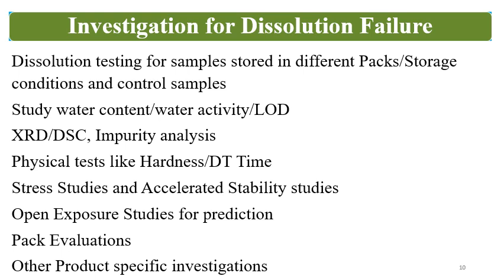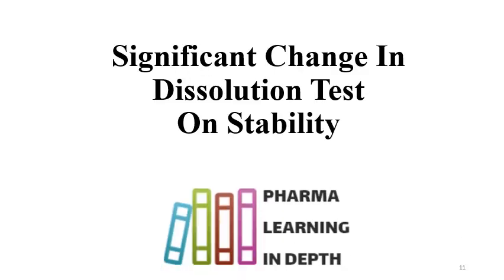Perform open exposure studies for prediction. You can store your sample at a higher temperature, higher humidity condition for a shorter duration of time so that you can have a prediction for the dissolution. Perform packaging studies, evaluate the packaging, store the samples in different packs, and then understand whether the samples are failing on stability or not. Then other product specific investigations can be done. So this is the information regarding significant change in the dissolution test on stability.